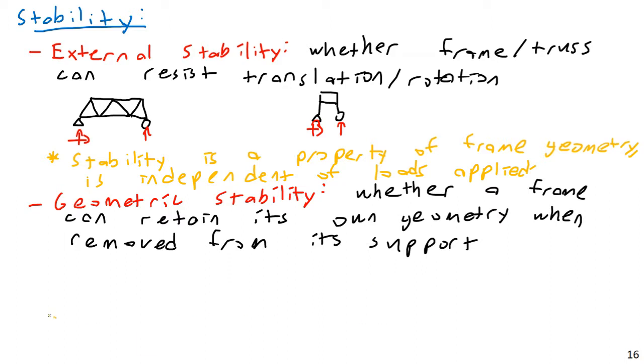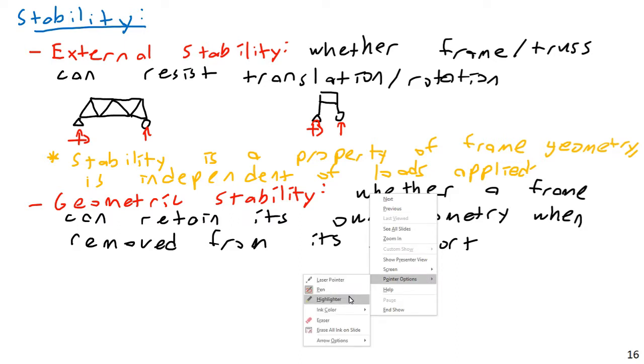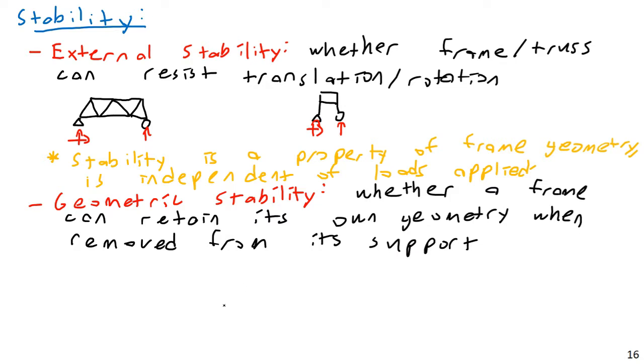Okay, but then let's look at some examples of geometric stability and geometric instability. For something to be geometrically stable, when I remove it from its supports, the geometry itself must be able to maintain the shape of the object. So for example, consider a simple rigid frame here. This frame is going to be geometrically stable. I have rigid supports here and here.